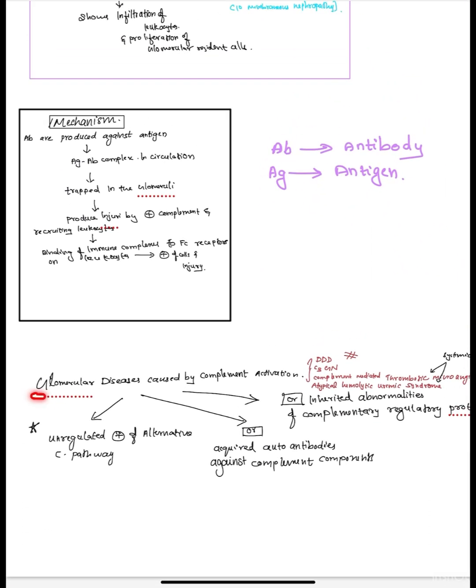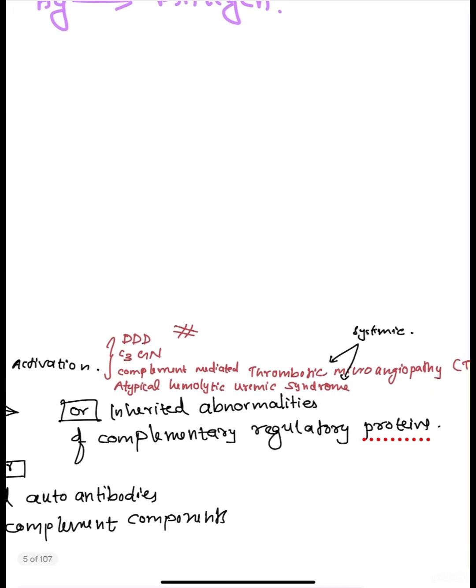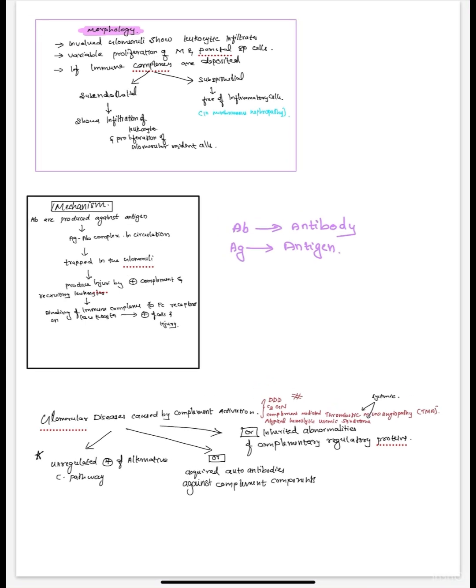Here are the glomerular diseases caused by complement activation. They include dense deposit disease, C3 glomerulonephritis, complement-mediated thrombotic thrombocytopenic microangiopathy, and atypical hemolytic uremic syndrome. The first two are primary glomerular diseases, and the last two are systemic diseases. These may be due to unregulated activation of the alternative complement pathway, acquired autoantibodies against complement components, or inherited abnormalities of the complement regulatory proteins.